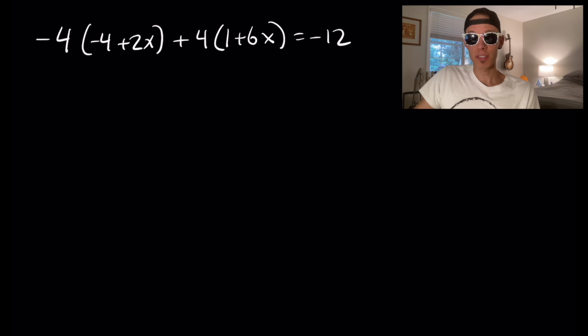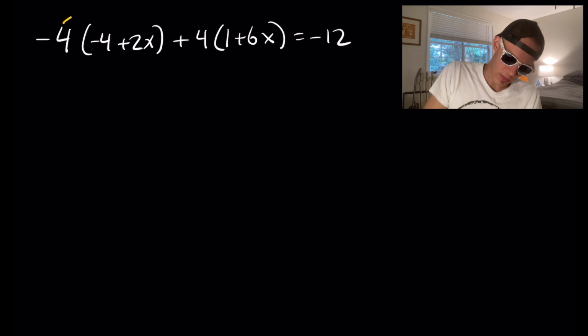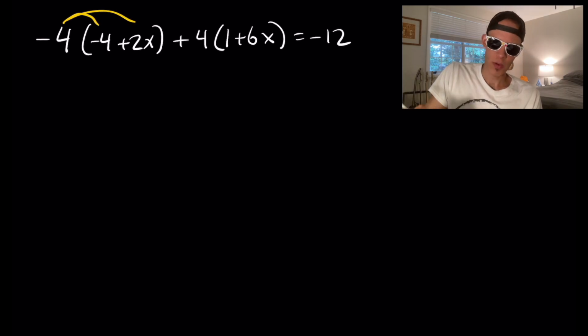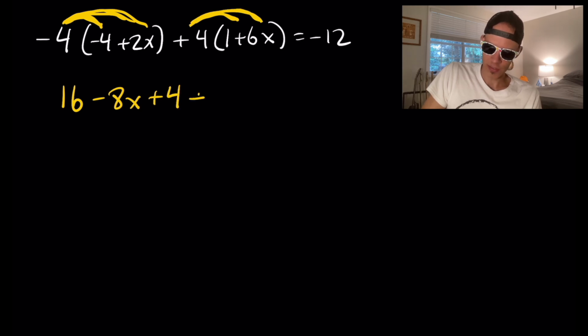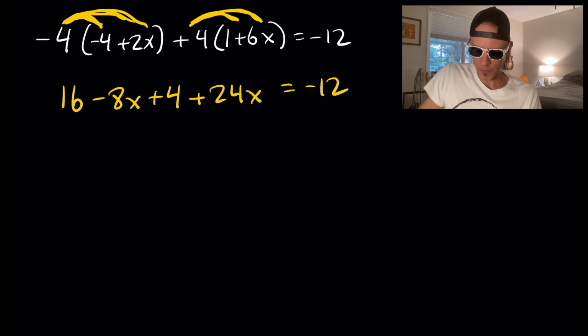Here, I see two places where we're going to use the distributive property. So let's do them both at the same time. So I'm going to distribute this negative 4 into that parentheses. So negative 4 times negative 4 is going to be 16. Negative 4 times positive 2x is going to be negative 8x. And then I'll take this positive 4 and distribute it here. So positive 4 times 1 is going to be positive 4. And positive 4 times 6x is going to be plus 24x. And then all that equals negative 12.